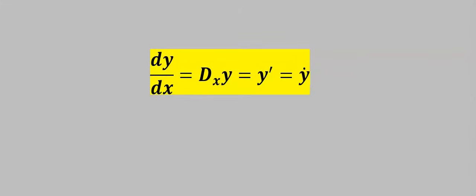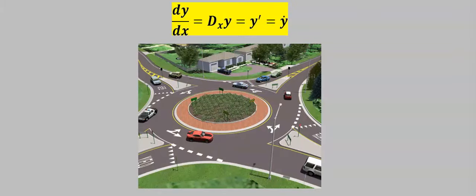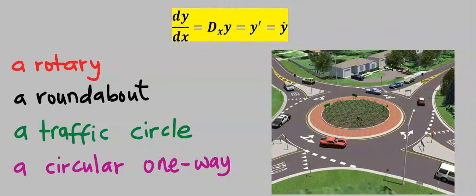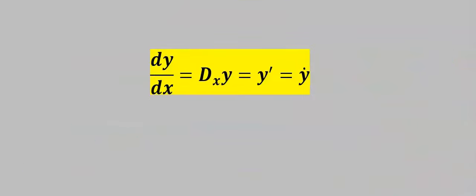Next, dy dx, d dx, y prime, or y dot. Highways have many phrases for the same thing. This same highway structure can be called a rotary, or a roundabout, or a traffic circle, or a circular one-way. Similarly, in calculus, there are various notations for the derivative of a function representing the slope of the tangent line on a curve.